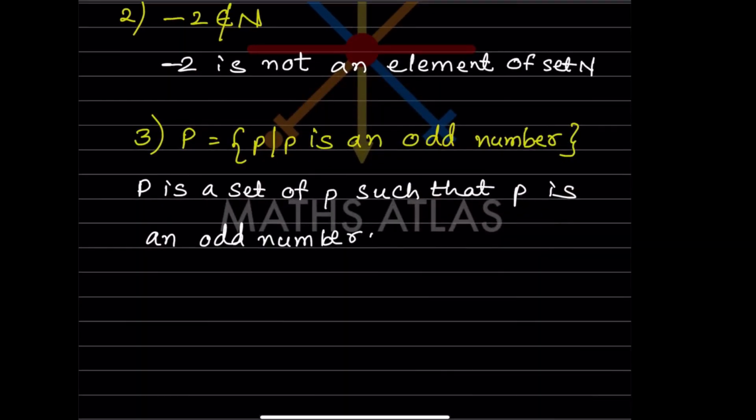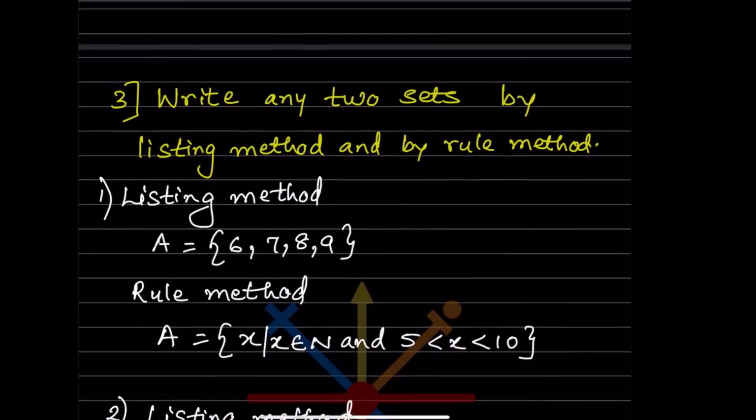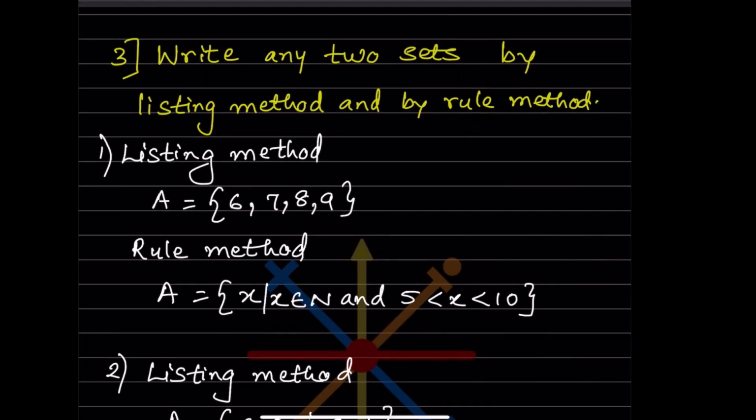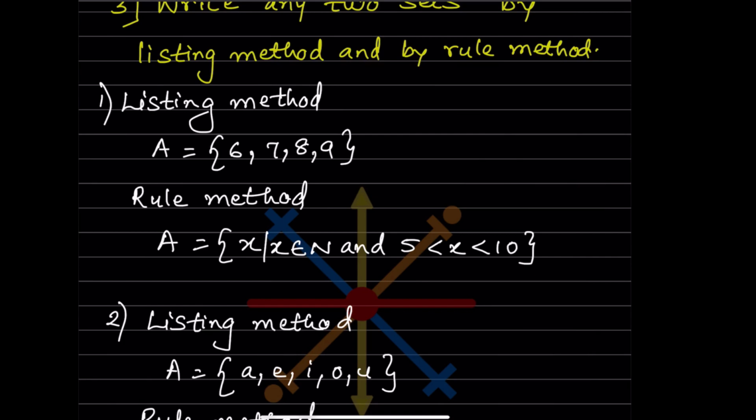Now here when we write like this, what does this mean? P is a set of p such that p is an odd number. Now the next question says to write any two sets by the listing method and by the rule method. So we can write anything. I'm giving this one example, the listing method here.